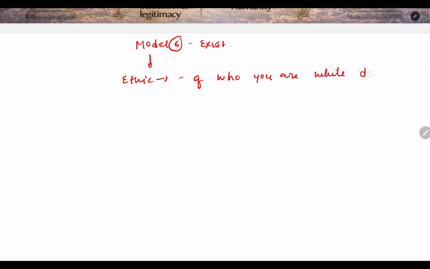Before going into the step 1 process of this application, let us see why model 6 exists. Ethics is all about who you are while taking decisions, while deciding. This is what mental model 6 is dealing with: who you are while deciding and reflecting ethics.